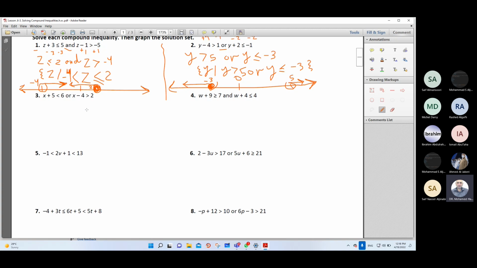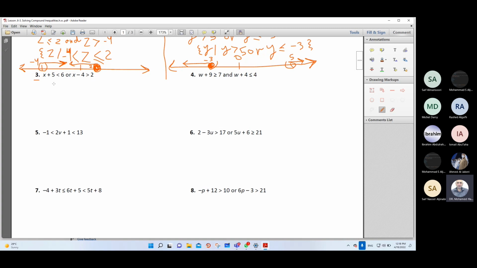Right. I will solve number 3. Focus with me very well, because I want all of you to solve number 4. So focus with me very well. x plus 5 less than 6. We want to keep the variable x alone, so we want to remove 5. So we can add the inverse, -5 here, -5 here. So 5 minus 5 is 0, it means x less than 6 minus 5 will be 1.